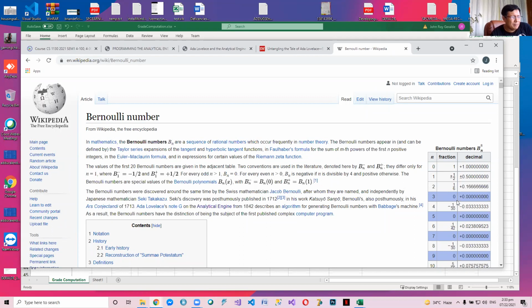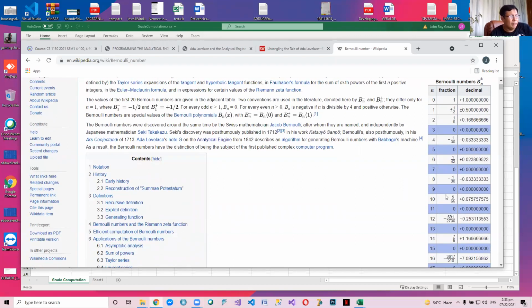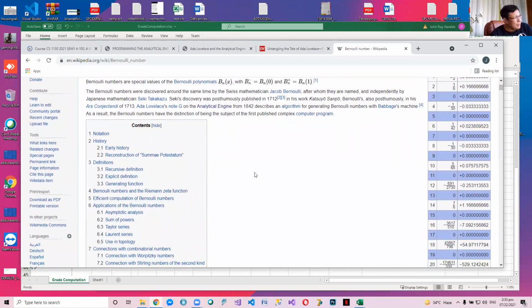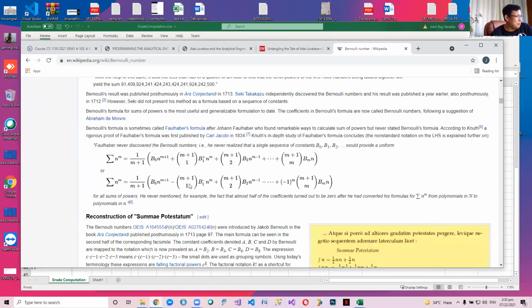On the third, it's 0. On the fifth, it's 0. On the seventh, it's 0. Okay? On the second, it's 1/6. On the fourth, it's 1/30. On the sixth, it's 1/42. And then negative 1/30. The Bernoulli series is otherwise called the Summae Potestatum. Potestate, no? In Latin, because during those days, mathematicians wrote in Latin. Okay? Which means the sum of powers.